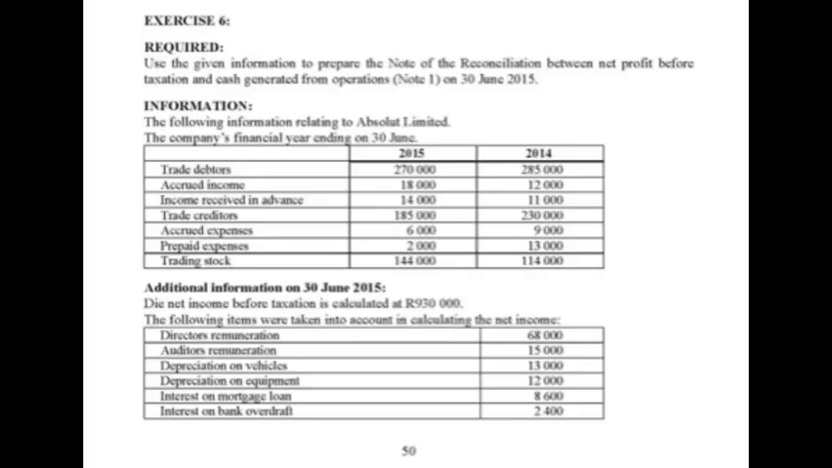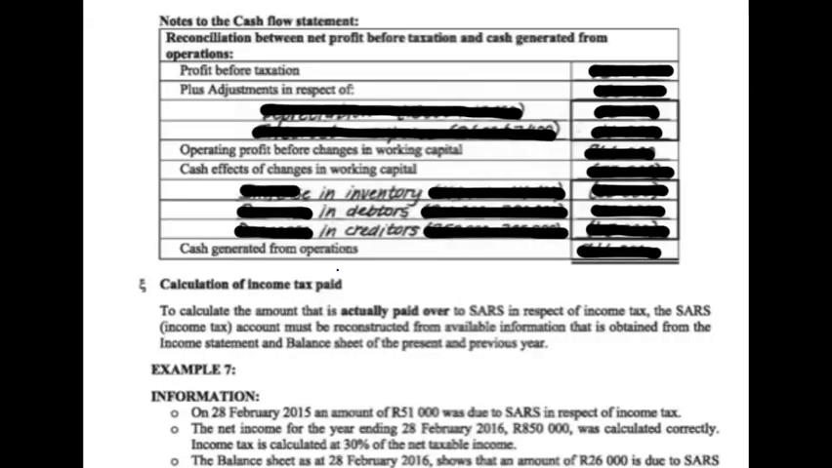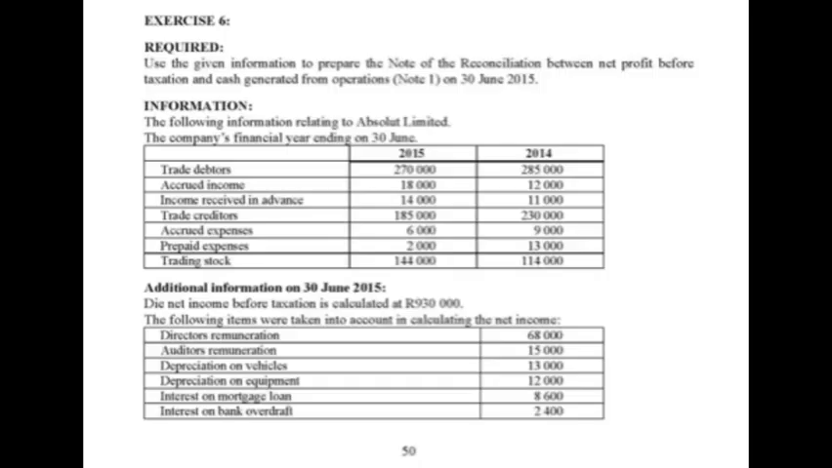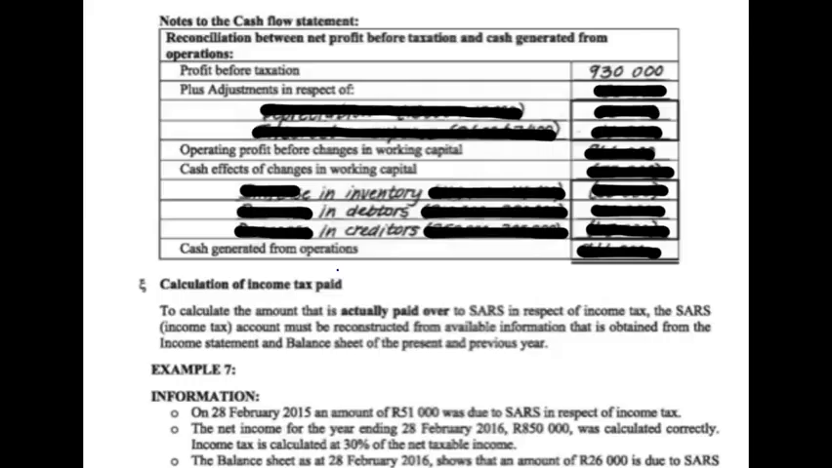The net income before taxation is calculated at 930,000. The following items were taken into account in calculating the net income. So firstly, we need to complete the first line: net income before tax, so profit before tax, 930,000 as they said. Next, the next bit, they say, we add back any adjustments in respect of.